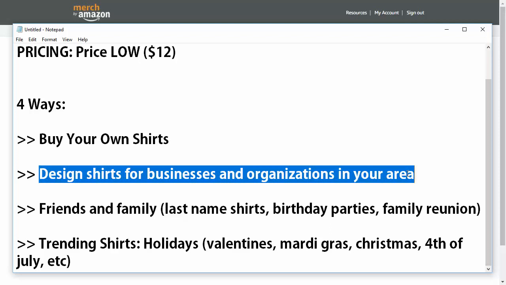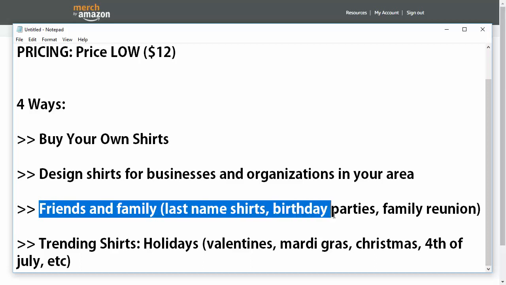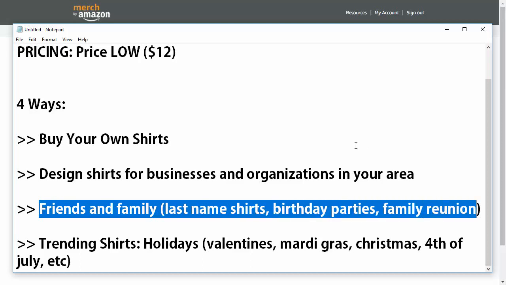But you can go into different businesses, or the business that you work for now, or your friends' businesses, and just see what they need. Say, hey, if you need 45 shirts or something like that, I can design them, and they'll be $12 a piece or $13 a piece or whatever it is. And you're not getting any profit from it. You're getting the actual sales, so you can move up in tier faster. So there's another way. And then family and friends, like last name shirts, birthday parties, family reunions that are coming up. If you have any of those things going on with friends and family, make sure to say, hey, I can have my designer create a really cool design with your last name.